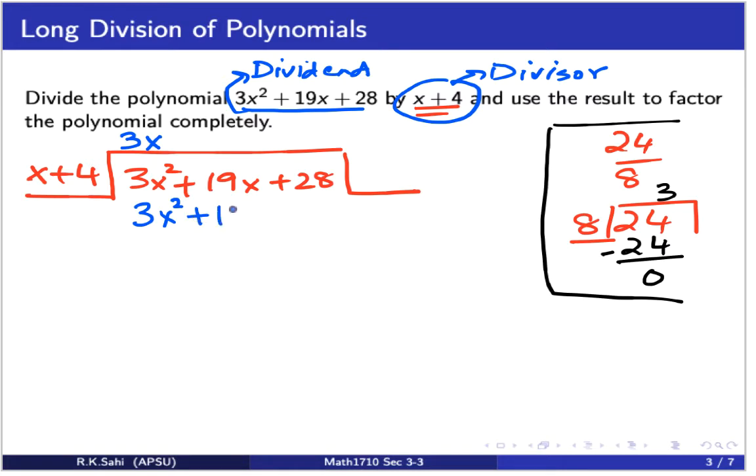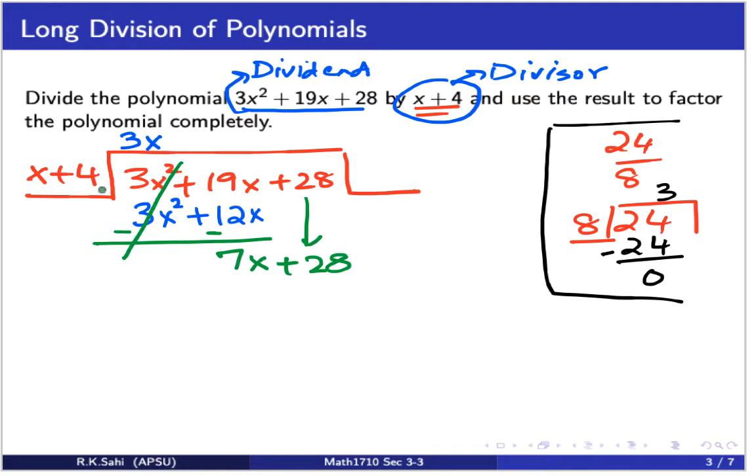Now, as we do in normal division, we subtract, or change the signs of what we just wrote. So this is now a minus, a minus. Then 3x squared minus 3x squared cancels out. What are we having? 19x minus 12x, which gives a 7x. And now the other term left is 28, so this comes down: plus 28.